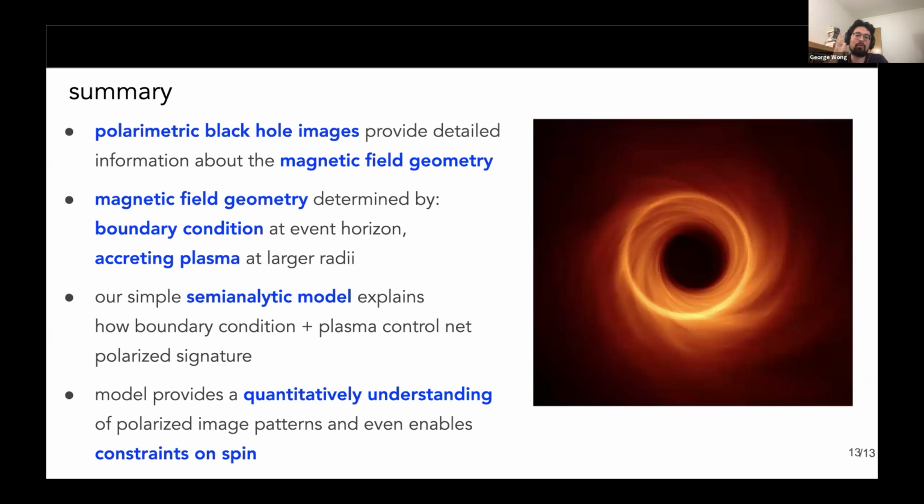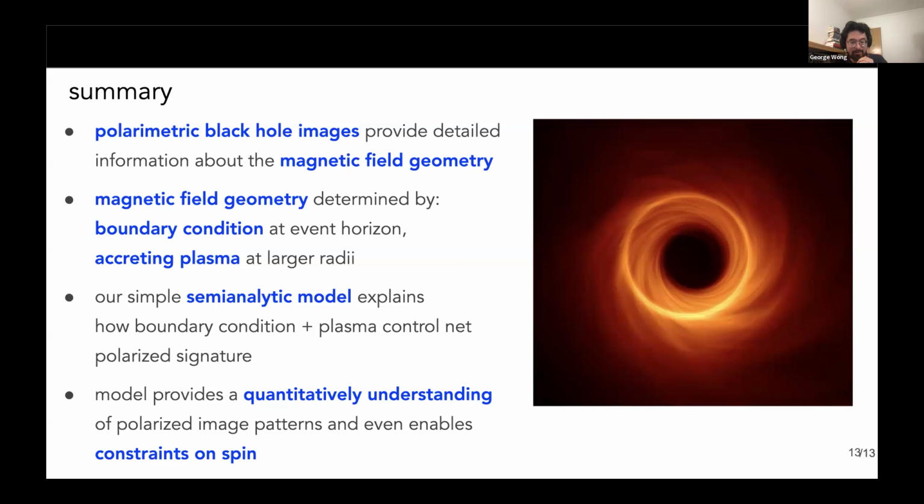I'll just say, polarimetric black hole images provide detailed information about the geometry of the magnetic field, and the geometry of the magnetic field is determined by some boundary condition at the event horizon, but also by what's going on in the plasma at larger radii. We've introduced a model that explains how these two competing effects, the general relativity at the event horizon and the accretion structure at larger radii, ultimately control this net polarized signature. And we would argue that this model provides a quantitative understanding of polarized patterns and even enables constraints on spin.